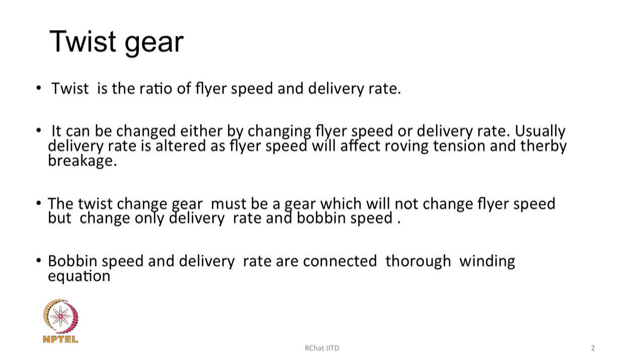So, once we choose a flyer speed, generally we do not want to change it unless there is a specific need for that. If we want to adjust twist, we generally adjust it by manipulating delivery rate, which obviously can affect my productivity to some extent. The twist change wheel or twist change gear, whatever we say, must be a wheel which will not change flyer speed, but change only the delivery rate and bobbin speed.